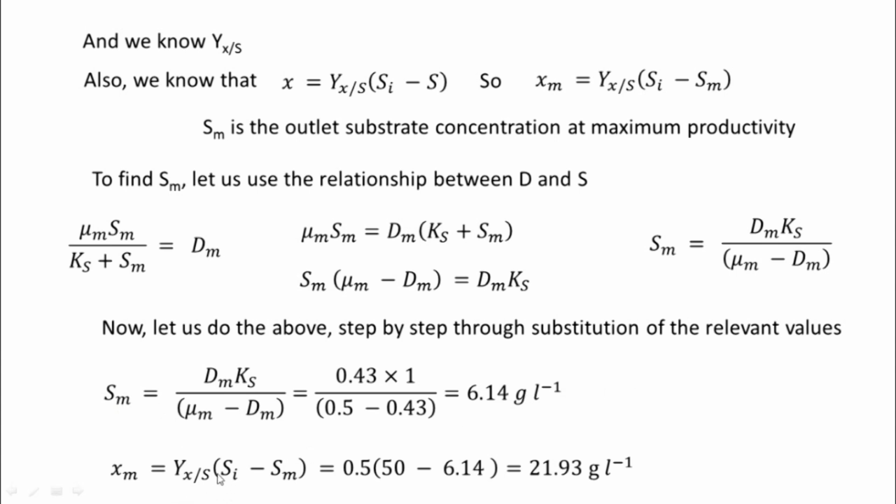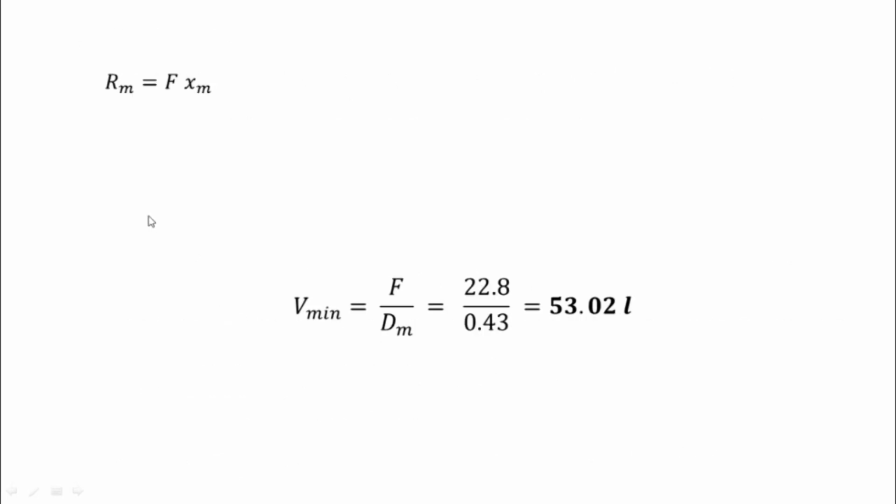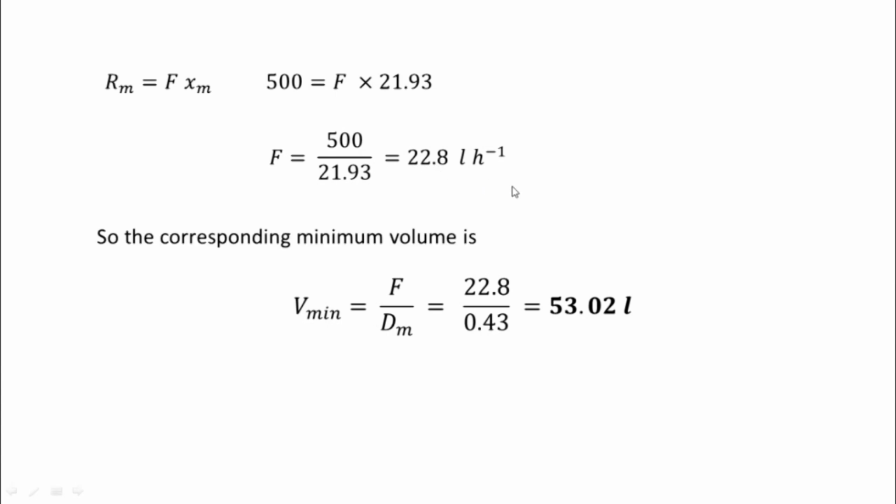Xm is Yxs times Si minus Sm. Just substituting this, we get 0.5 into 50 minus 6.14, which is 21.93 gram per liter. And Rm is F times Xm. We'll come to this in a little bit. It came a little early, doesn't matter. Rm equals F times Xm. So Rm is 500, F times 21.93. F equals 500 by 21.93, that's 22.8 liters per hour.